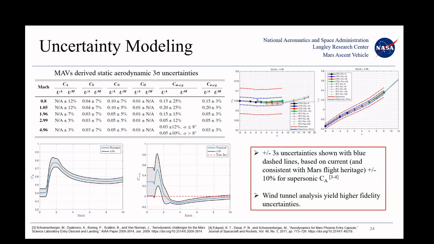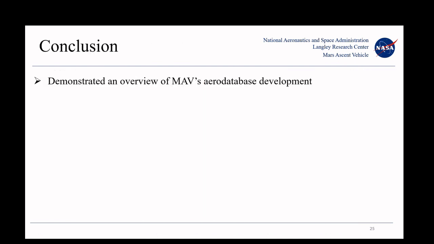In conclusion, for this slide, plus and minus 3 sigma uncertainties are shown with the blue dashed lines, and the red dashed lines is based on Mars flight heritage, plus and minus 10% for supersonic conditions, and wind tunnel analysis yields higher fidelity uncertainties. So we've successfully refined our uncertainties using wind tunnel and CFD comparison for this study.